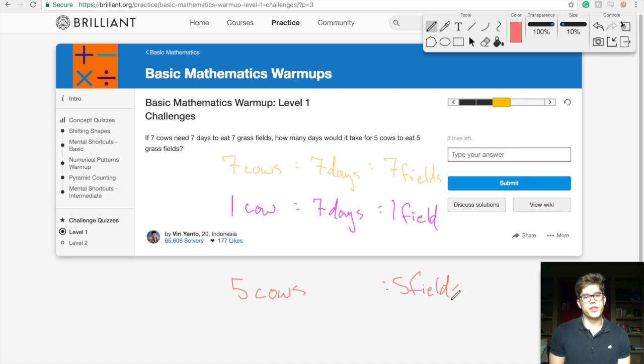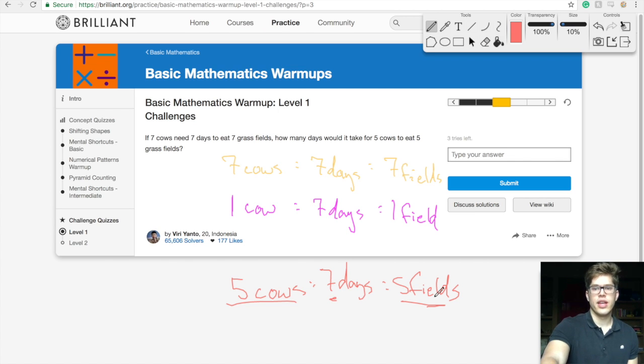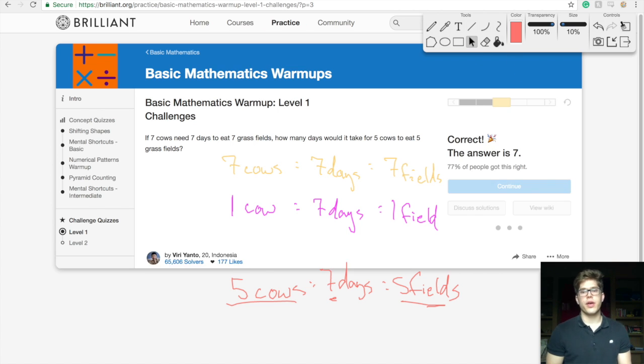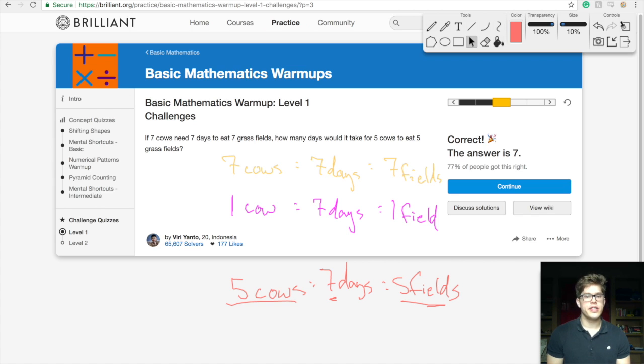And so 5 cows to eat 5 fields, well, this would also just be 7 days. So the 7 days stay constant, and 5 cows will take 7 days to eat 5 fields. So our answer here is 7. This is a problem that I feel like it's easy to get messed up on, but I would just take it slow, maintain your reason, stay logical, and take it a step at a time, and you'll logically come to this answer, I feel like.